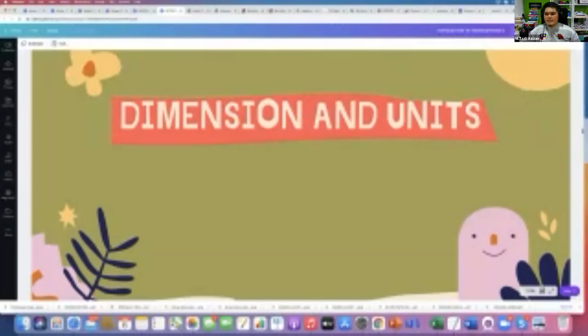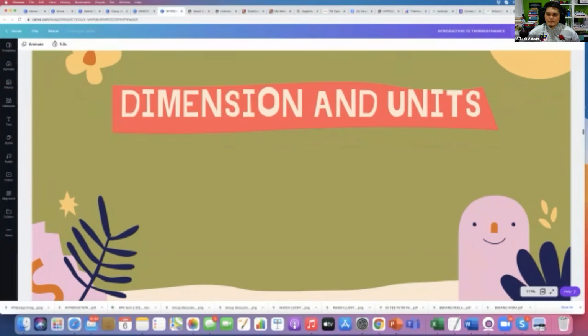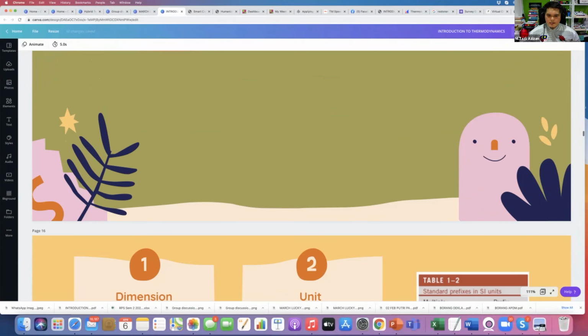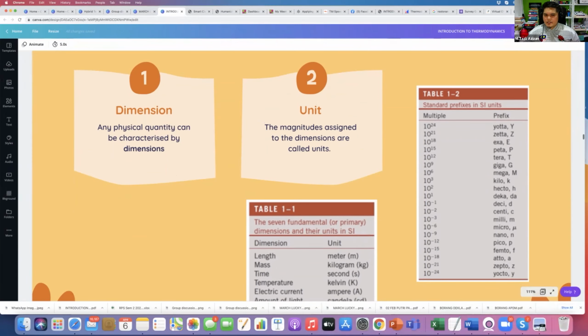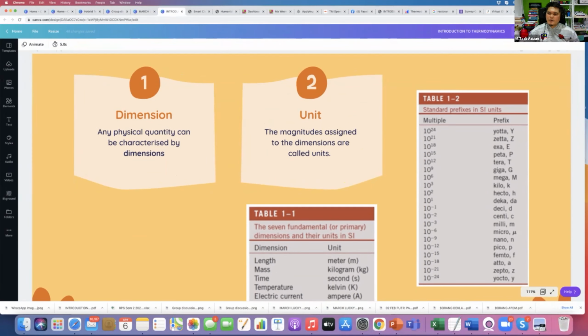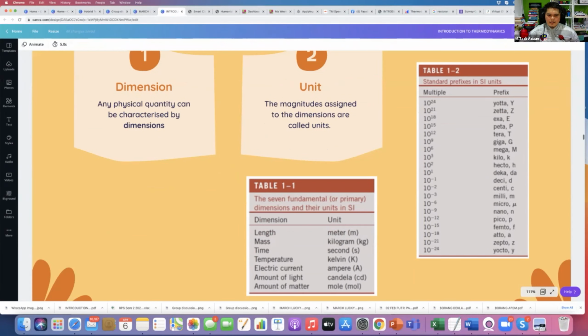Okay, so let's move on to dimension and units. All right. So what is the definition of dimension and definition of units? So dimension is actually what we call any physical quantity that can be characterized by dimension. So if you look at the table down here, dimension could be like length, mass, time, temperature, electric current, amount of light, amount of matter, and so on.